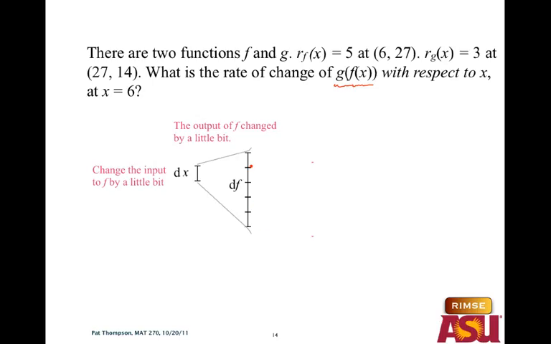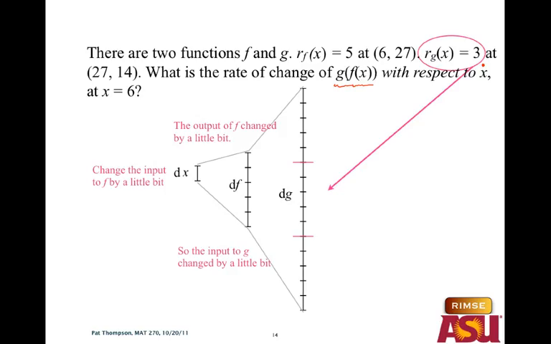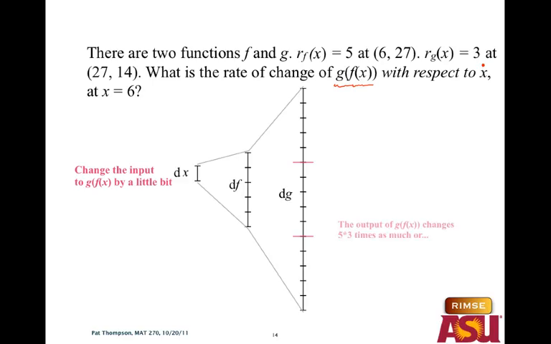So now we have a little change in f that came from the change in x. And now g is going to change 3 times that much. There's our change of 5. So g is going to change 3 times as much as f changed. So really what we want to know is, given that little change in x, by how much did our composite function change? 15 times as much, right? When we change x a little bit, the output of the whole function g of f of x changed 5 times 3 times as much.